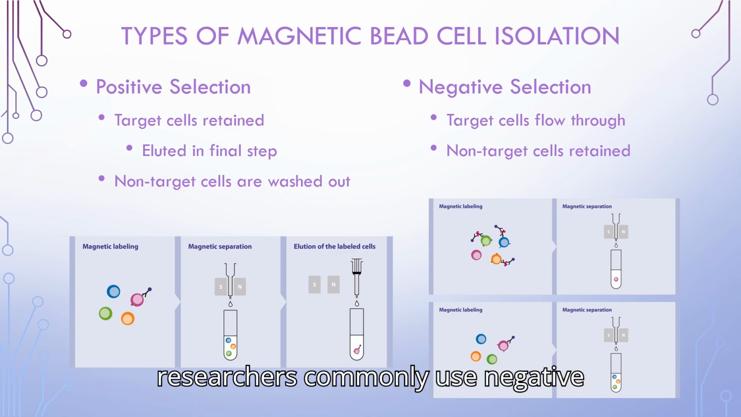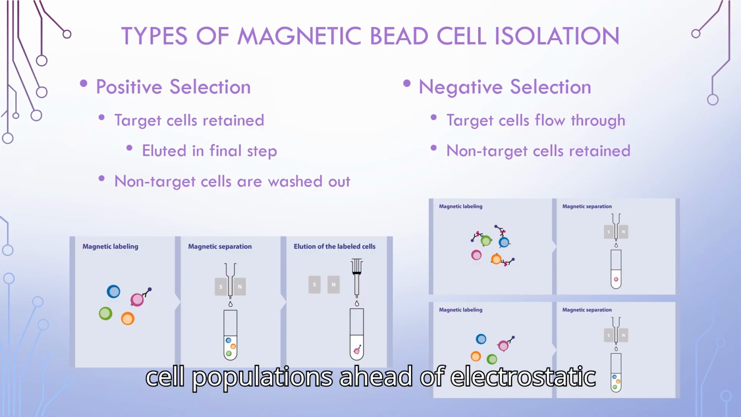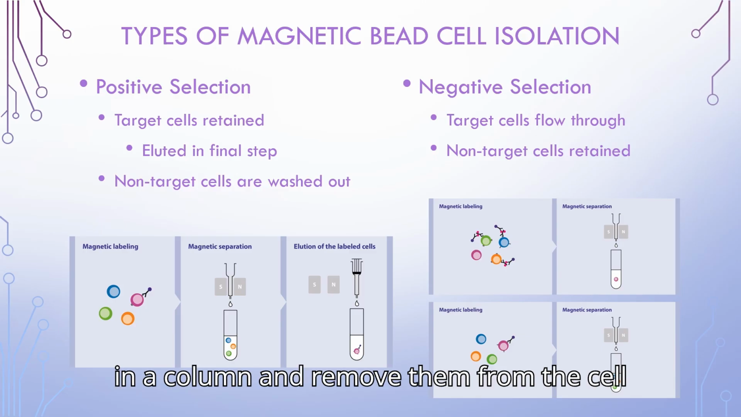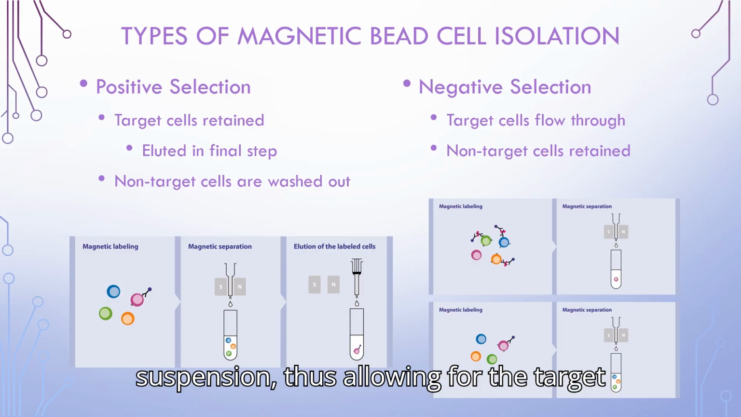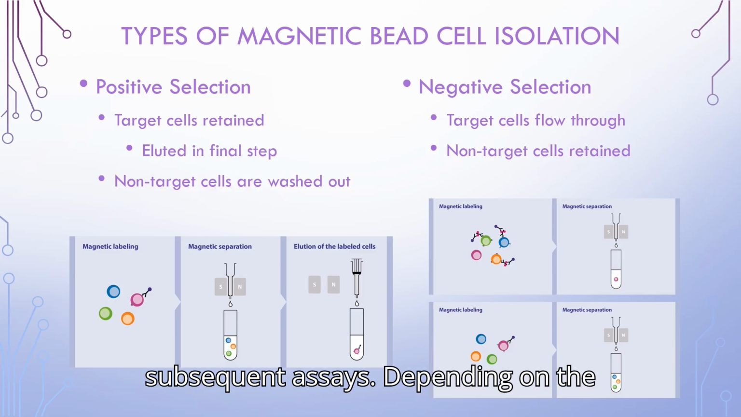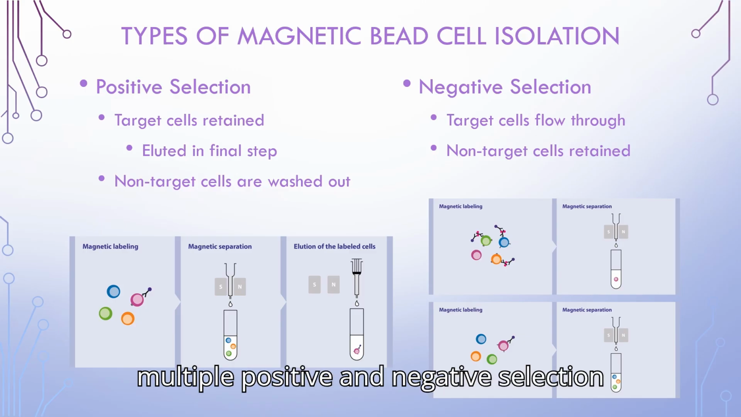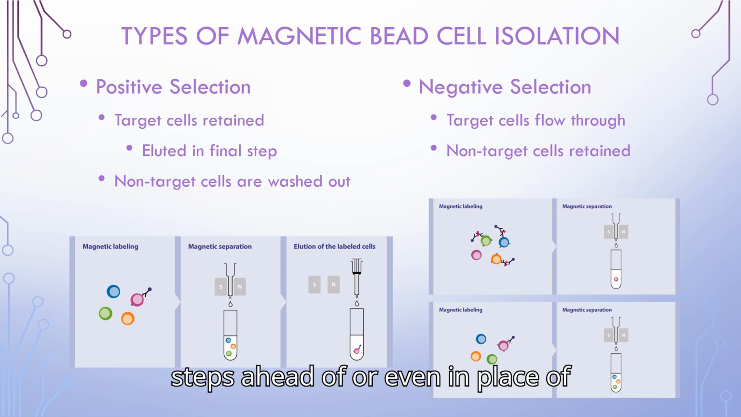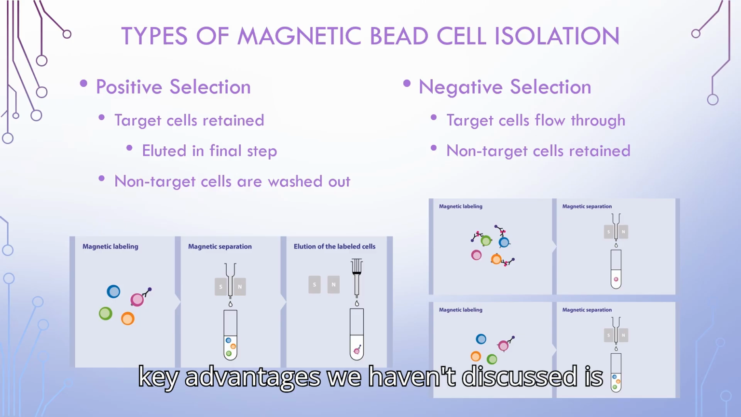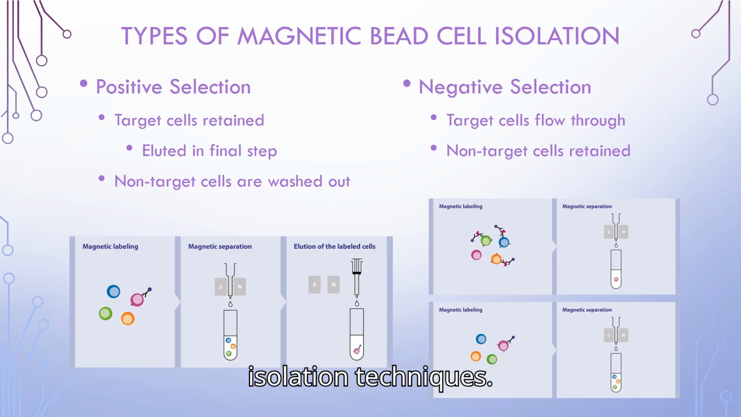Many researchers commonly use negative selection as an upstream method to enrich cell populations ahead of electrostatic cell sorting. This is done by tagging cells that are unwanted to capture them in a column and remove them from the cell suspension, thus allowing for the target cells to flow through and be used in subsequent assays. Depending on the abundance and the robustness of the cells in question, a researcher might combine multiple positive and negative selection steps ahead of or even in place of more specific sorting methods. One of the key advantages we haven't discussed is that magnetic separation can be used aseptically with less effort than other isolation techniques.